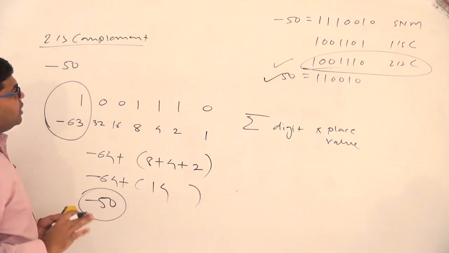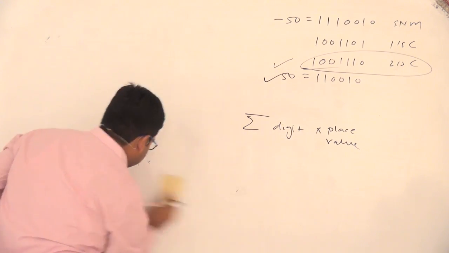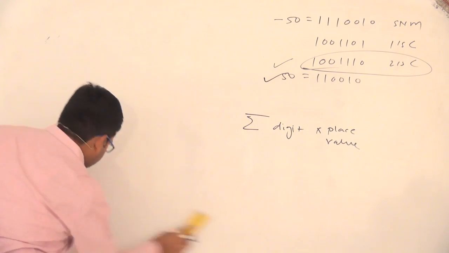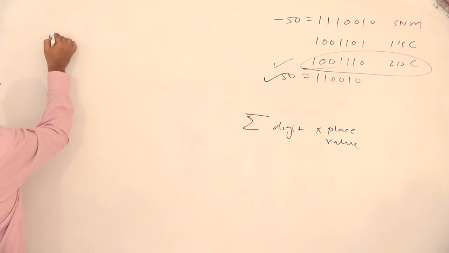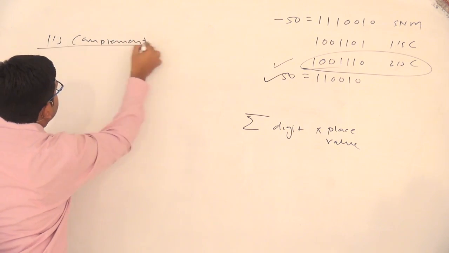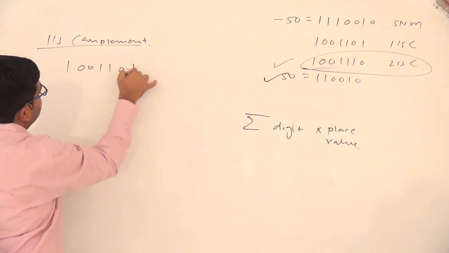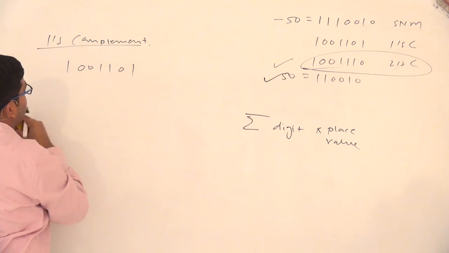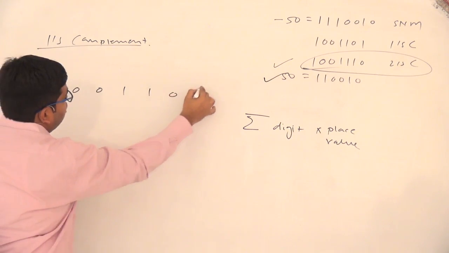And if that happens, okay, wait. We need to take the 1's complement number first. Okay, in 1's complement, the number minus 50 is written as 1 0 0 1 1 0 1.